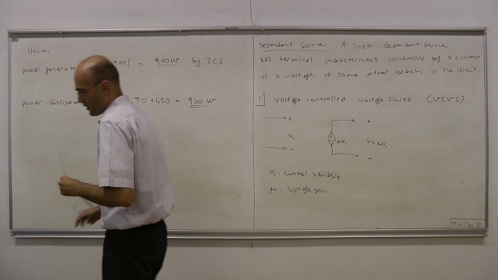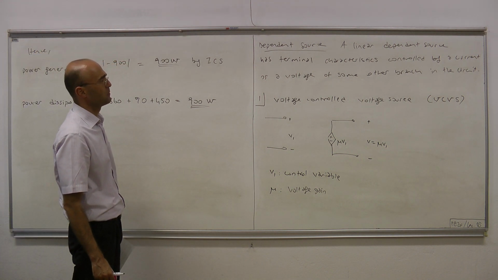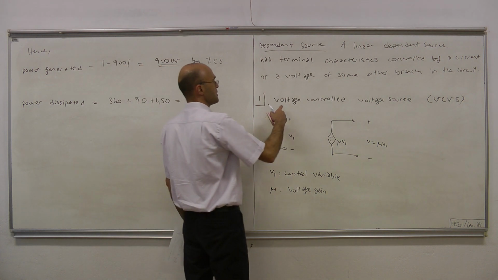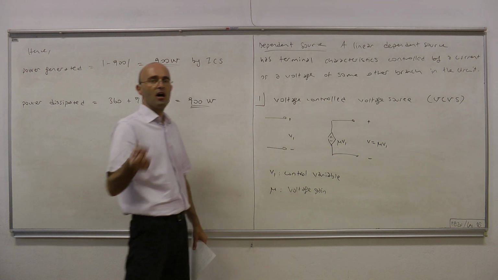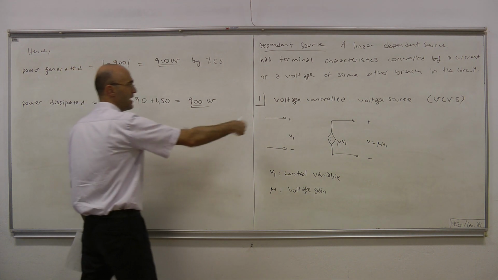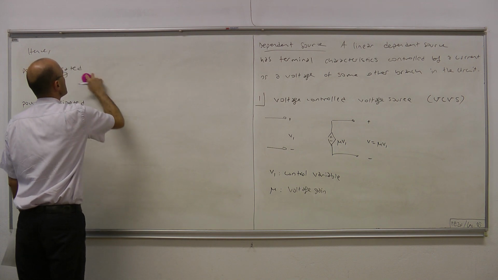So that's the first kind. The remaining three kinds you can more or less guess. You're going to see the voltage controlled current source, then the current controlled voltage source, and finally the current controlled current source. But the main idea is here in the first definition.